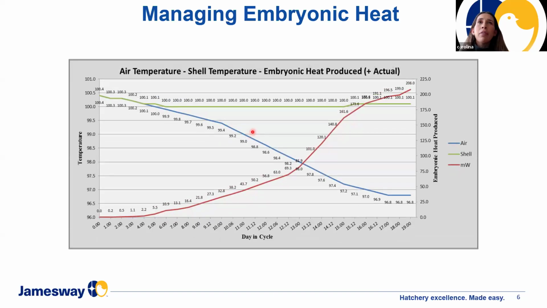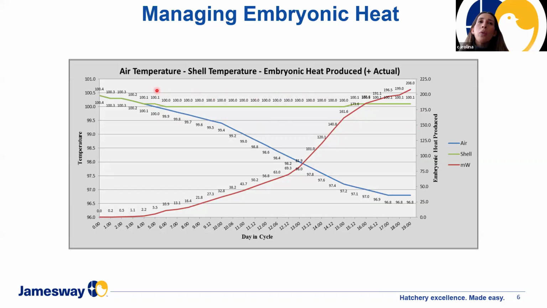Our main objective is to have the embryo or the shell temperature between 100 and 101.5. That is our main objective. And try to have all the eggs in this range of temperatures, which is the greatest challenge when we talk about industrial incubation. So this is our main target.